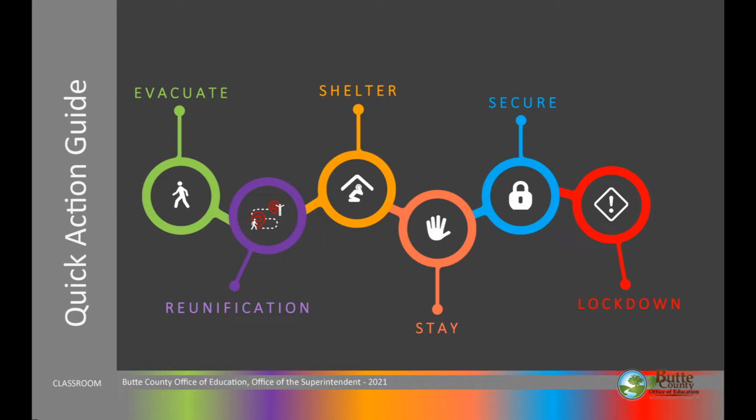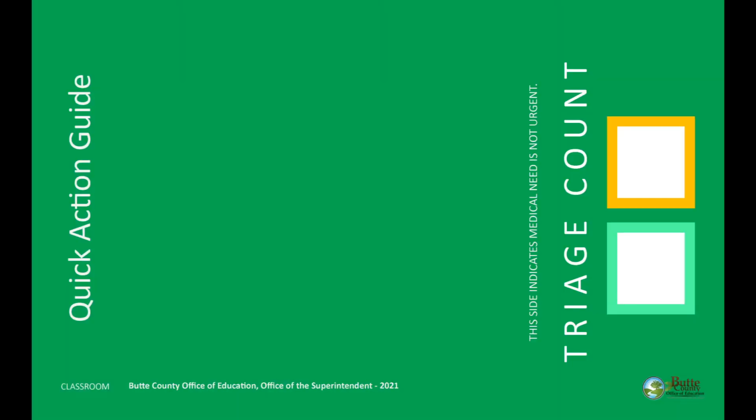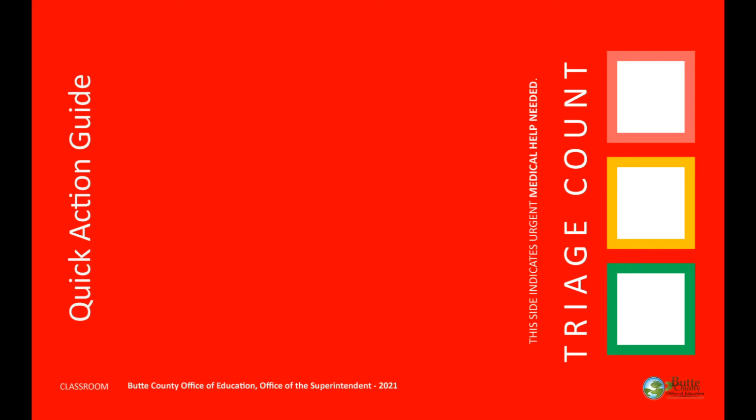The Quick Guide is intended to hang on a wall near an exit door, with the first page of the guide showing outward. This page shows 6 actions: evacuate, shelter, secure, reunification, stay, and lockdown. At the bottom of the guide, tabs indicate the action page to go for more information regarding that action. The last page of the guide shows a solid green on one side, solid red on the other. We'll get to that in a few minutes.